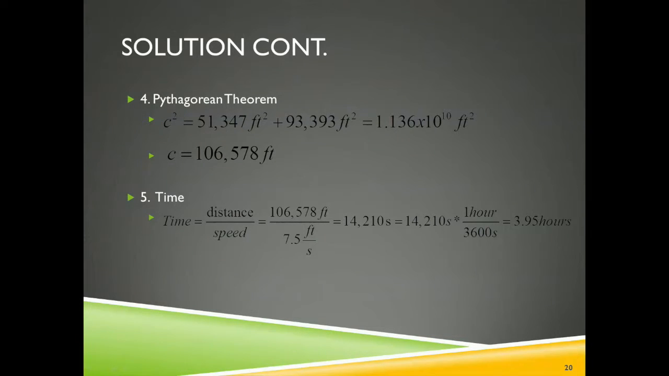To calculate the time, we again take distance and divide it by speed. 106,578 feet divided by 7.5 feet per second is 14,210 seconds. Since this many seconds is an awkward time, we convert these seconds into hours by multiplying 14,210 seconds by 1 hour per 3,600 seconds. This gives us a time of 3.95 hours. Therefore, the scientists have 3.95 hours to correct the mistake before the pollution reaches the fish hatchery.